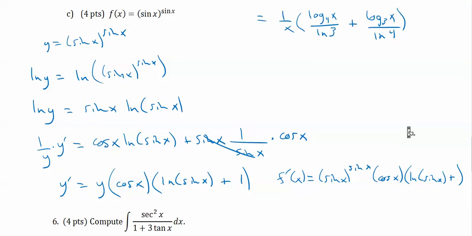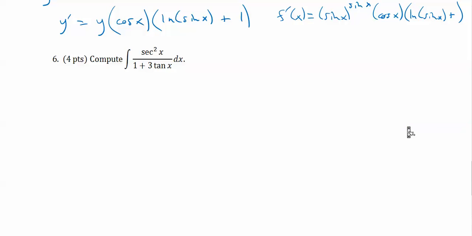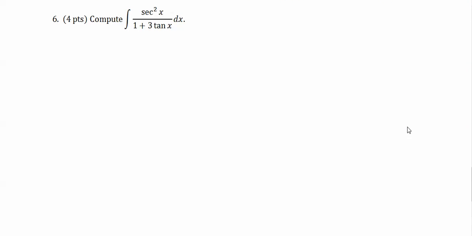Okay. And finally, an integral. The first thing I think when I look at this one is that the derivative of tan is secant squared. And so if I let u be something down here, maybe the whole denominator, then the du will make that secant squared appear.